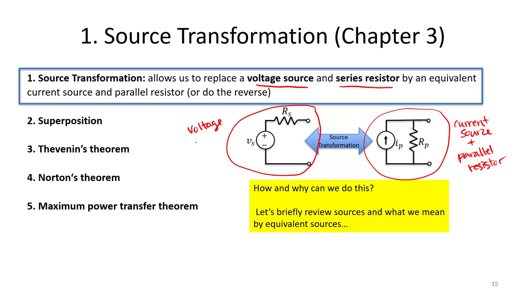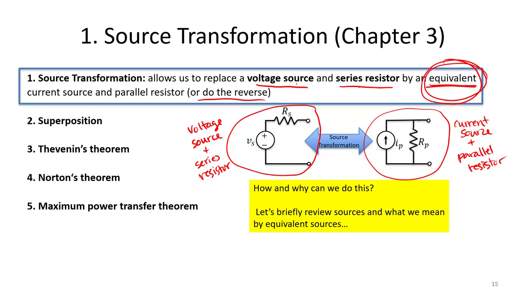So this might seem a little crazy, right? I mean, how often do people tell you you can just change a voltage source and a series resistor to a current source and parallel resistor? Or we can do the reverse. Notice the word equivalent here. That is the key thing. We are only allowed to replace a voltage source and series resistor with a current source and parallel resistor if that current source and parallel resistor is equivalent.